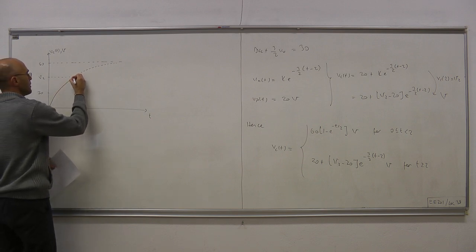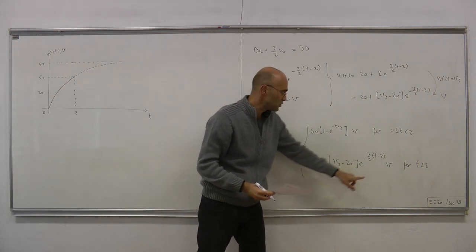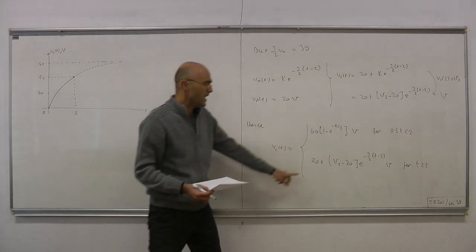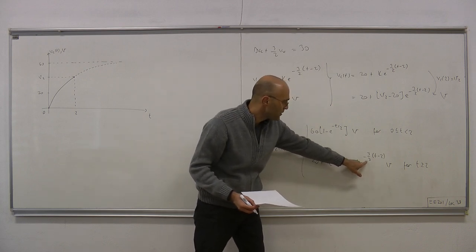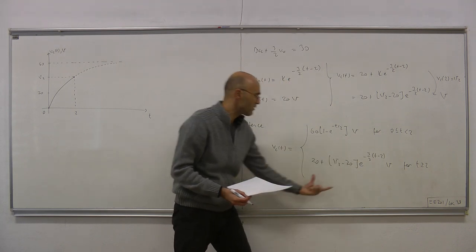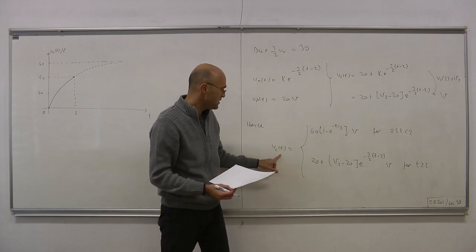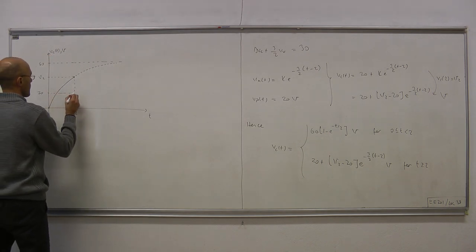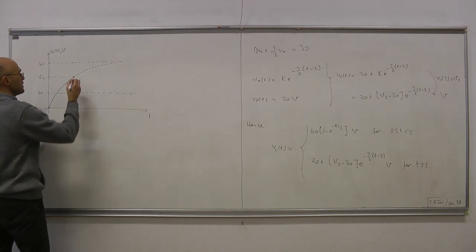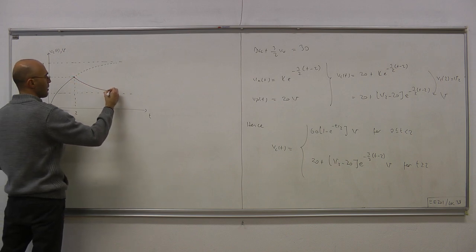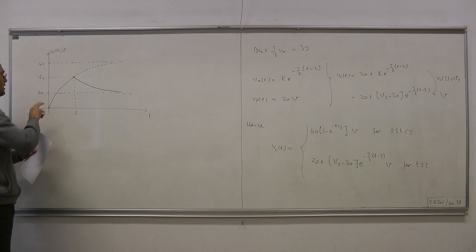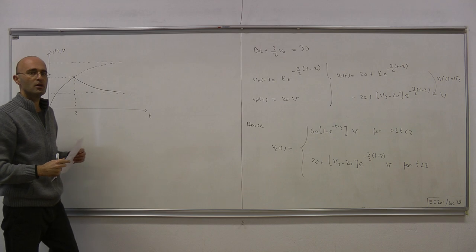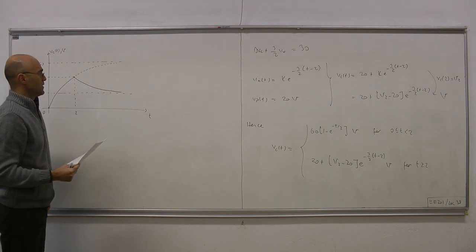Instead, what happens now is we are at t equals 2, we are at the voltage V2, which is about 40 volts, and then we're heading toward where? As time goes on, this exponential term becomes smaller and smaller. Therefore, this term will disappear and VC is converging toward 20 as t goes to infinity. Hence, the behavior will be something like that. It rises up to 38 volts and then converges toward 20 volts as time goes to infinity.